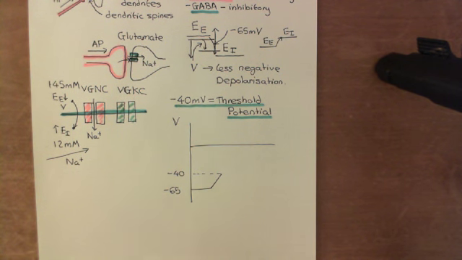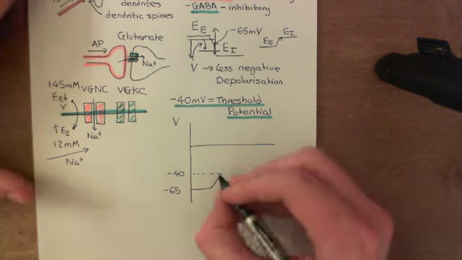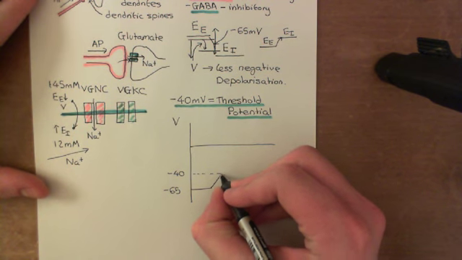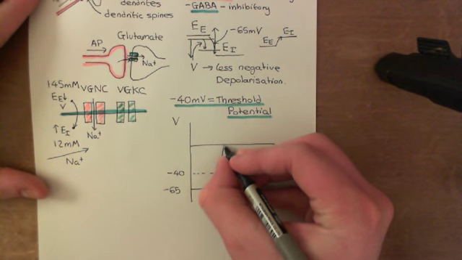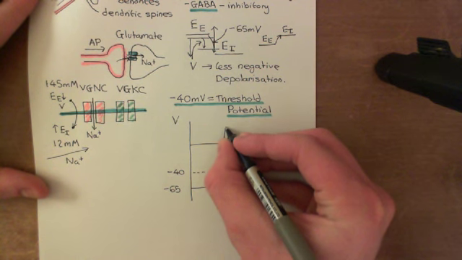So initially what happens is the voltage-gated sodium channels open, and they open extremely quickly, and this means that you're going to get depolarization of the electrical potential difference across the cell membrane that's very rapid.